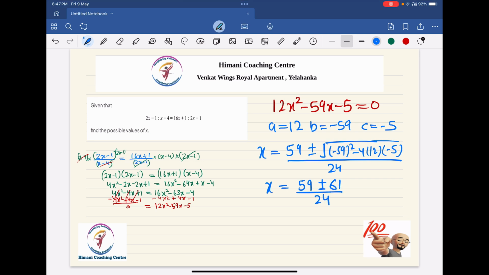Okay. Now one of the answers would be 59 plus 61, which is 120 divided by 24. So which is going to give us 5. So one of the answers is this. The other answer is 59 minus 61 is minus 2 by 24, which is minus 1 over 12. So there are two values of x. Either it is 5 or it is minus 1 by 12.